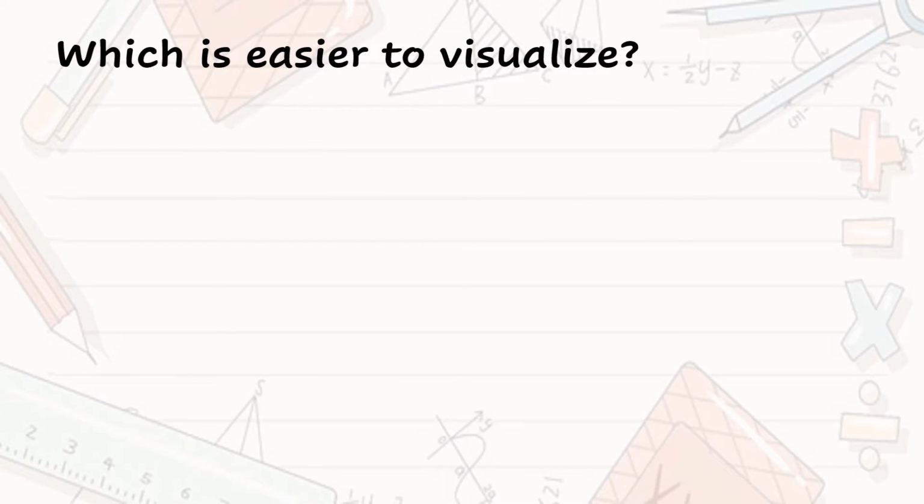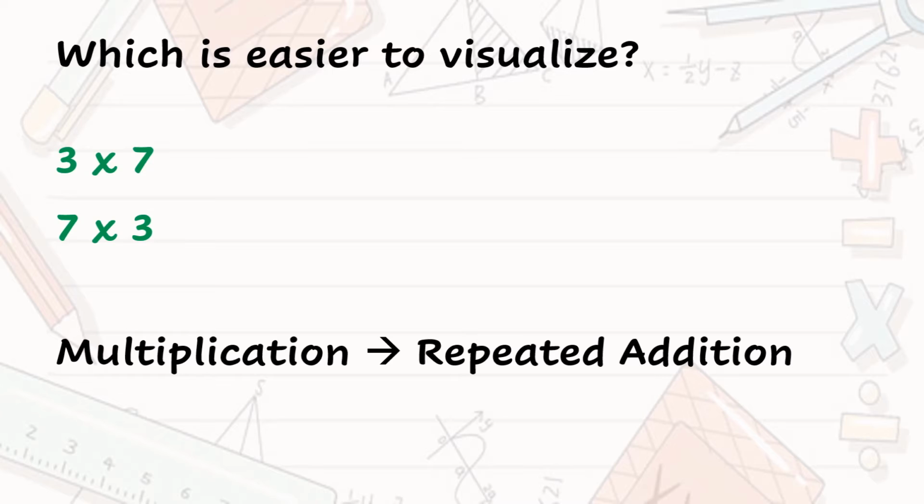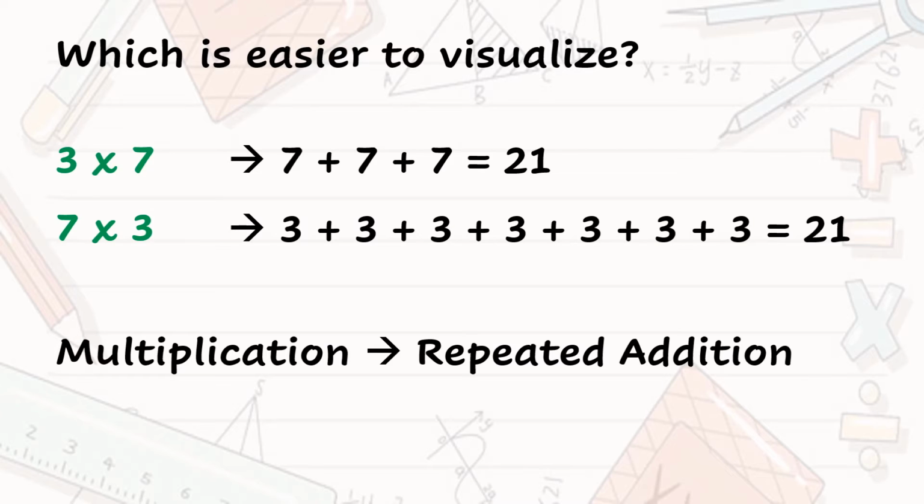Which is easier to visualize? 3 times 7 or 7 times 3? Remember that multiplication is repeated addition. So, 3 times 7 means 7 plus 7 plus 7. And it is equal to 21. 7 times 3 means 3 plus 3 plus 3 plus 3 plus 3 plus 3 plus 3. And it is also equal to 21.